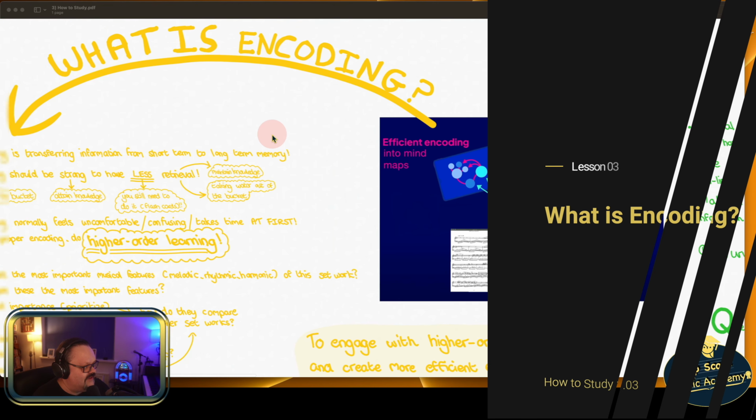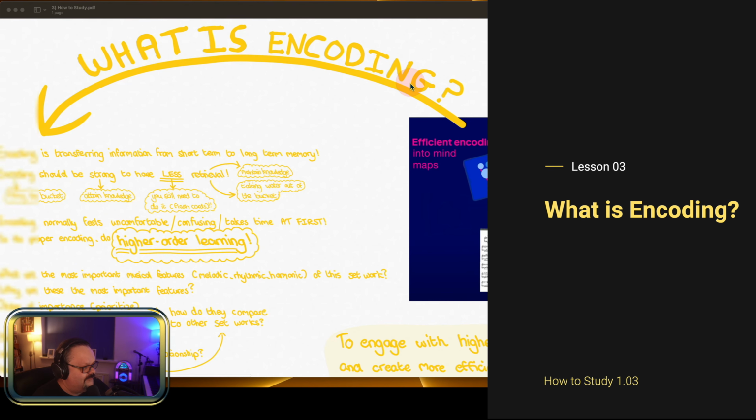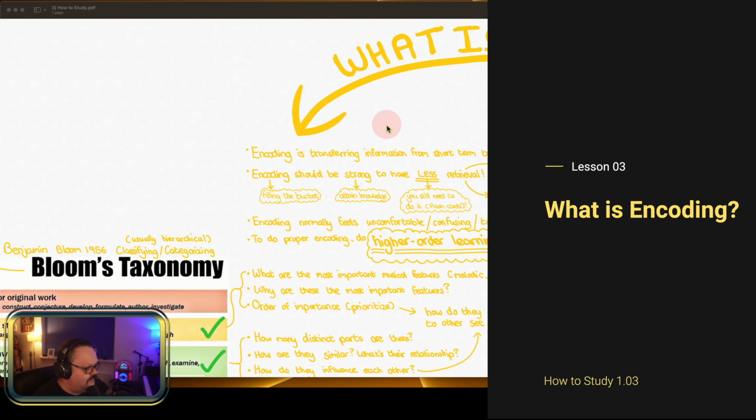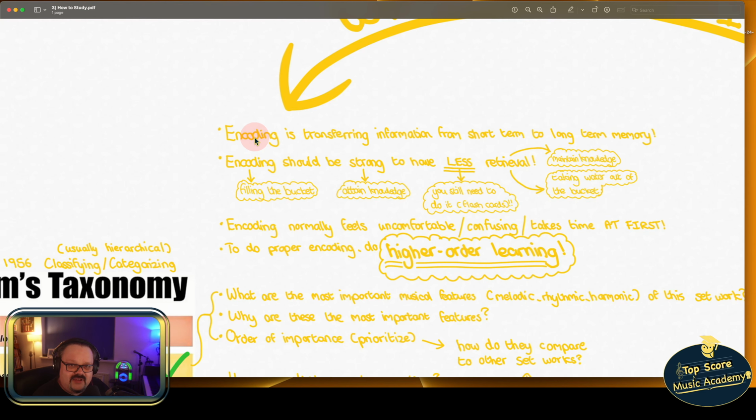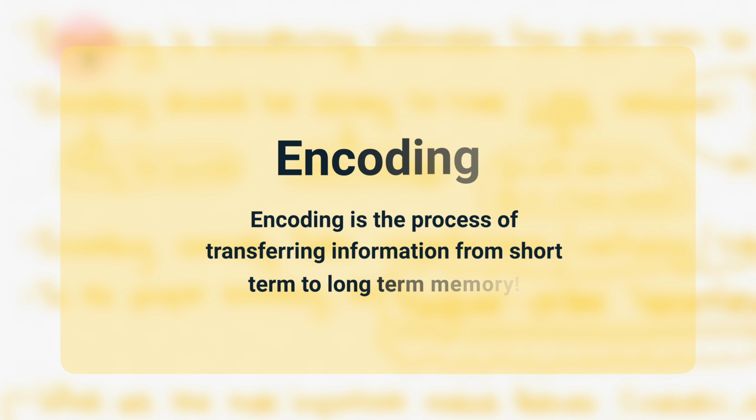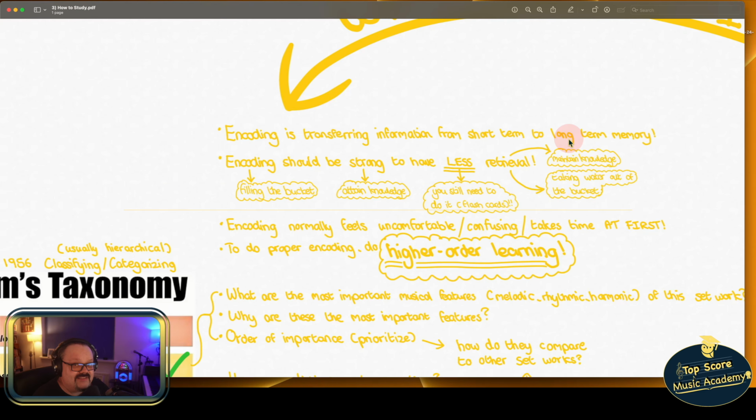So the very first thing we need to ask, what is encoding? Okay guys, so to break it down very generally, encoding is when you're just transferring information from short-term to long-term memory. That's really all that we're talking about. So encoding should be strong. If you're going to do encoding and move information from short-term into long-term memory, you need to have a strong approach to do this.